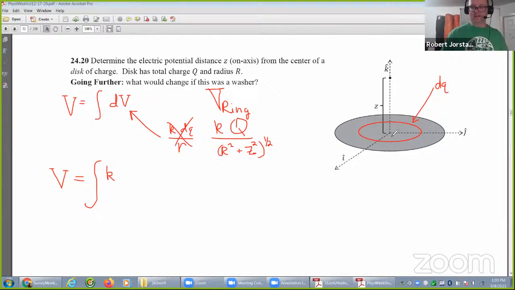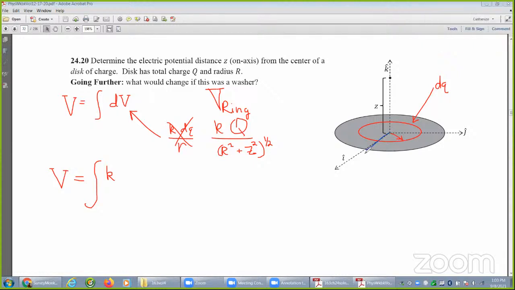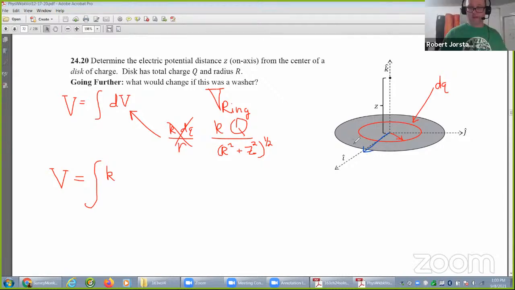How about the radius here? What's the radius of this particular ring? Is it big R? The radius all the way out to the edge is big R, right? Is my little ring radius big R? No. It's little r. So I would need to do a dQ, and now I'd have to use my ring radius.